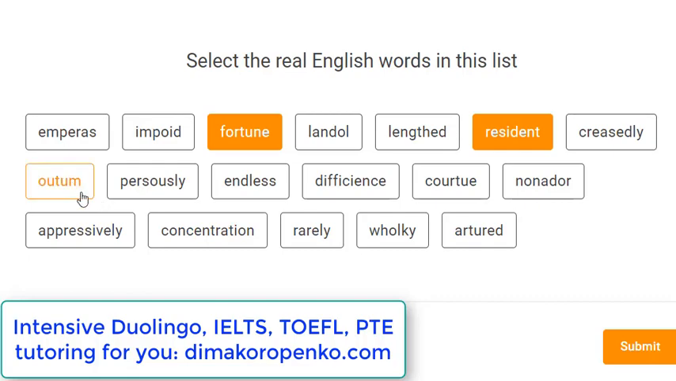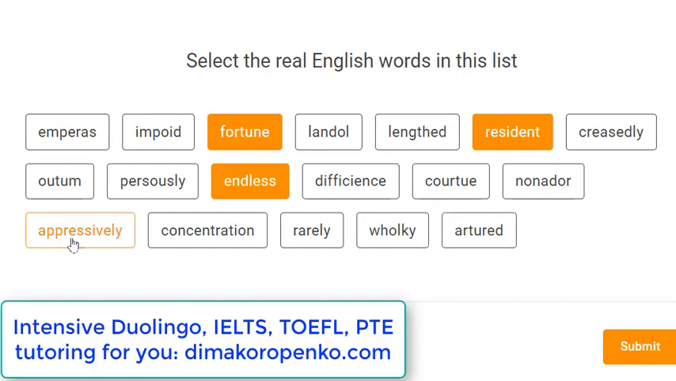Autumn, no. Purposely, no. Endless, of course. Endless means without end, which is logical, yeah. Endless. Okay. Deficiency. You know, there is deficiency, but it's spelled in an absolutely other way. So no, we will not check it. Quarter, no. Then nonador or something like that, no.